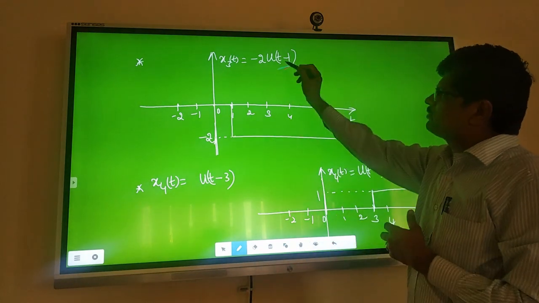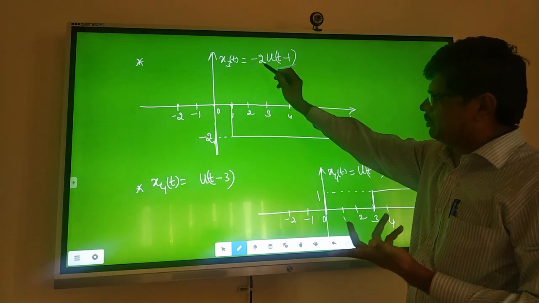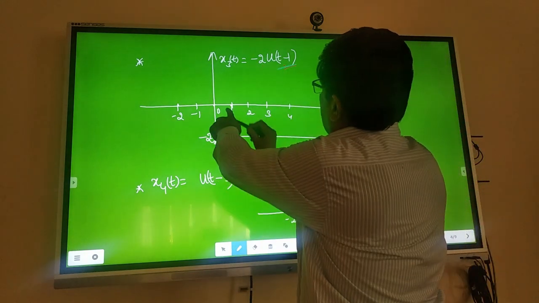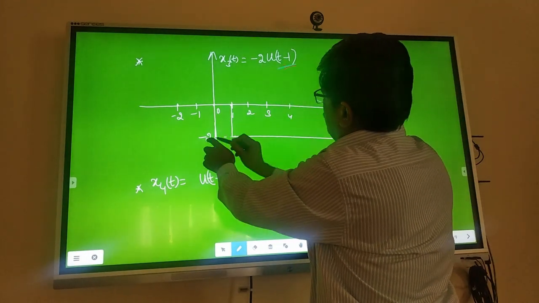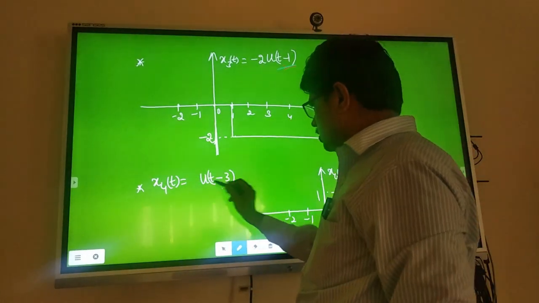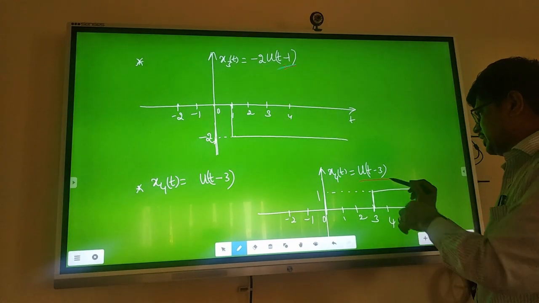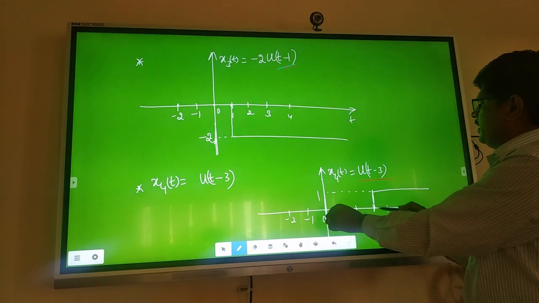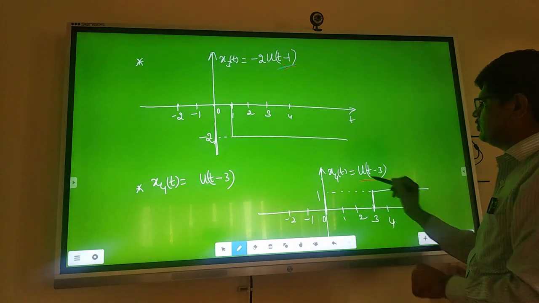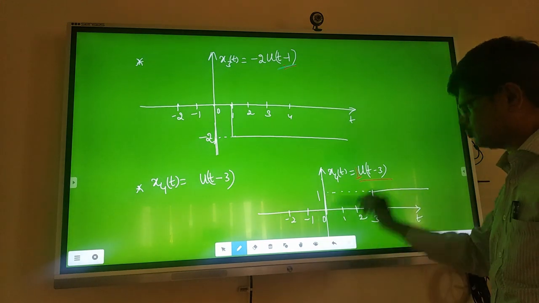I am using the time shift property and the amplitude scaling property. Scaling operation and time shifting operation. See this? Delayed by 1 second and with an amplitude of minus 2. Similarly, the last one: x4(t) is equal to u(t minus 3). x4(t) is its delayed, time shifted version, delayed by 3 seconds. Now see, it starts from 3 seconds and goes towards this with an amplitude of 1. It's not given as 1, but by default the amplitude is 1.